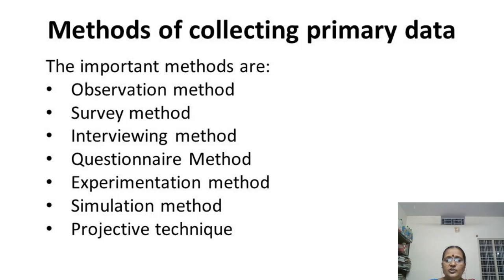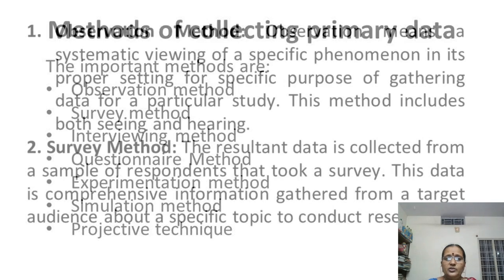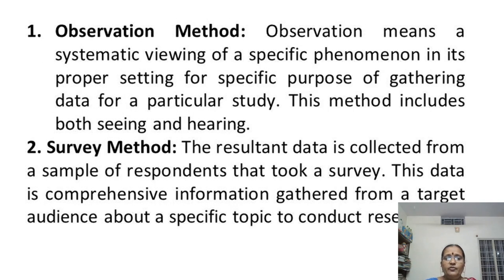secondary data also. Mainly there are four methods for collecting the primary data, that is observation method, survey method, interviewing method and questioning method. The other methods of collecting primary data are experimentation method, simulation method and projective technique. So let us know briefly one by one. First one is the observation method.